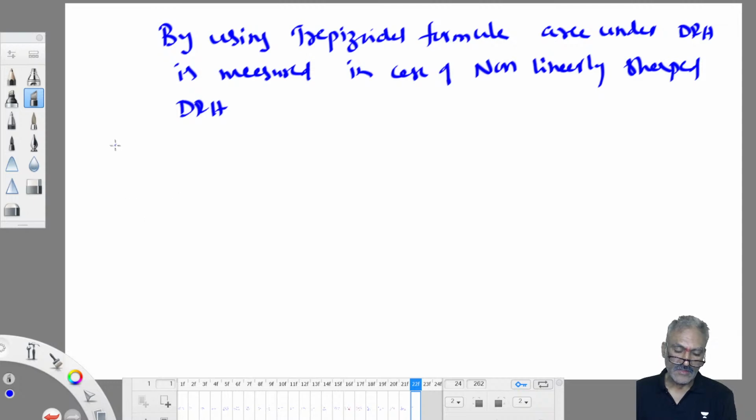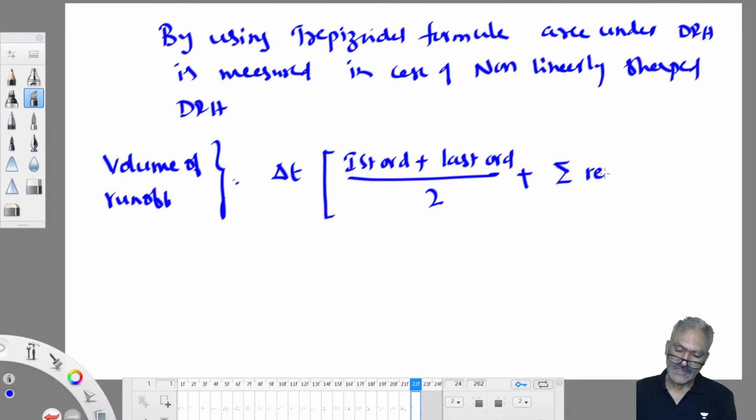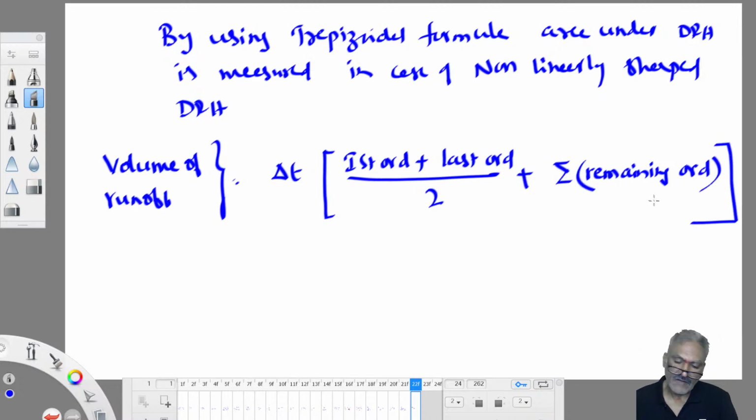So what is that trapezoidal rule? Volume of runoff is equal to delta T into the first ordinate plus last ordinate, discharge ordinates only, by 2. First ordinate is 0, last ordinate is 0. So 0 plus 0 by 2 plus the sum of the remaining ordinates, sigma of remaining ordinates. So this will give the volume of runoff. First ordinate and last ordinate are always 0. The remaining ordinates you sum up and multiply with delta T.